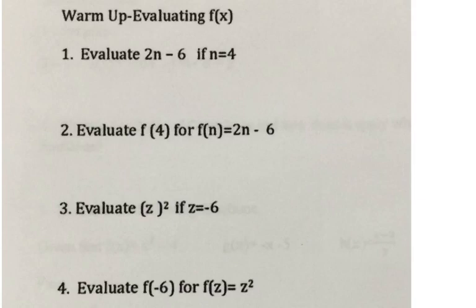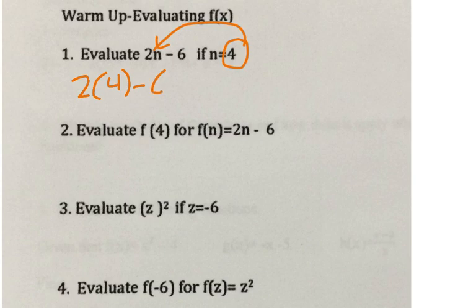Okay, so we should have these 4 done by now, for sure. 1, evaluate 2n minus 6 if we know n is equal to 4. So what should we do if we know n is equal to 4? What's the fancy word we use? Substitution. Or plug in. Right? Plug in the 4. So this would be 2 times 4 minus 6, which is 8 minus 6, which simplifies to be 2.